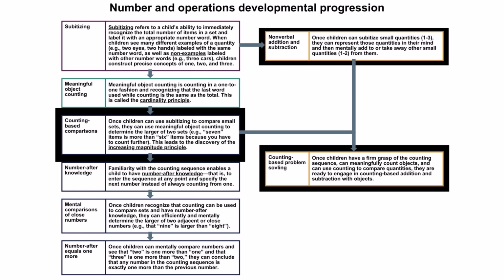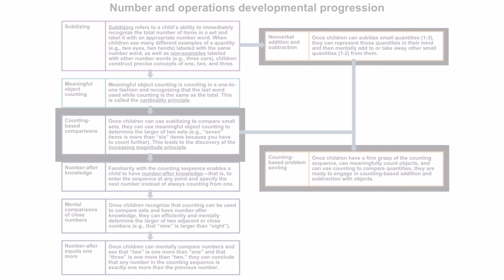After children can use meaningful counting to determine which of 2 collections has more, they are ready to use counting to solve basic arithmetic problems, usually using objects or fingers. Some children will use a direct modeling strategy to solve basic problems. That is, they act out the problem on their fingers or by using objects.